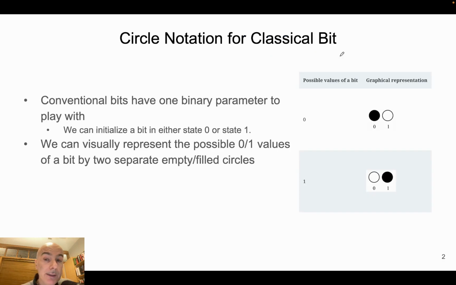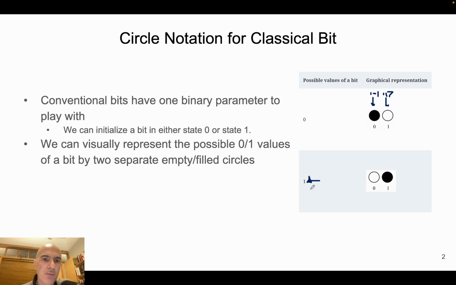So we can represent the classical bit using the circle notation. A conventional bit can have only binary values, so it can be either 0 or 1. We're going to use two circles: one circle for the state 0 and one circle for the state 1. If we fill the state 0, it means that the system is in the state 0, and if we fill the circle for state 1, it means that the system is in state 1. So this is very simple, right?